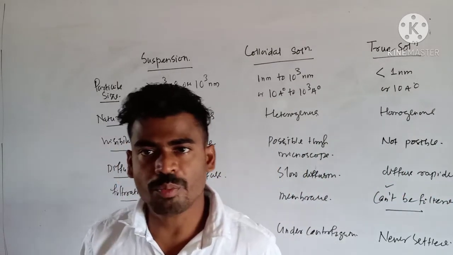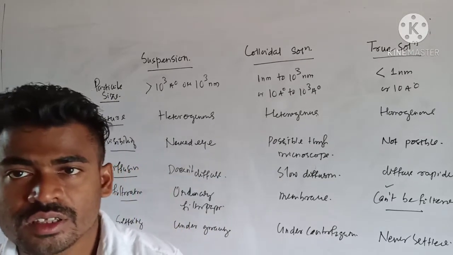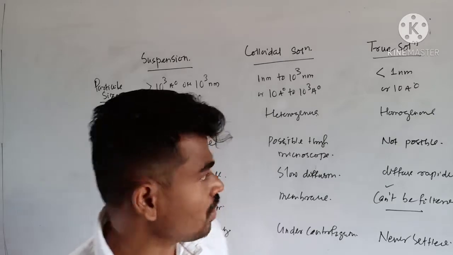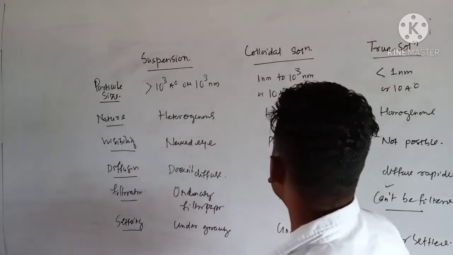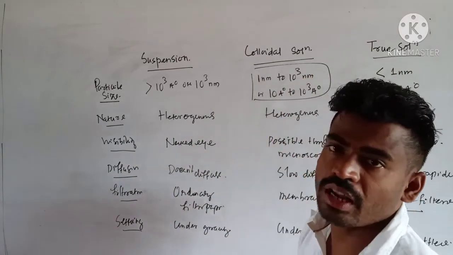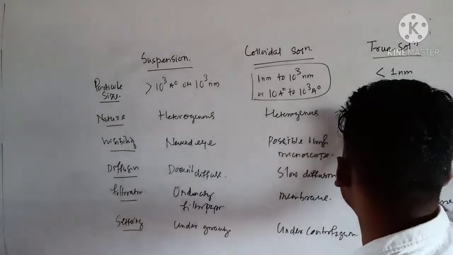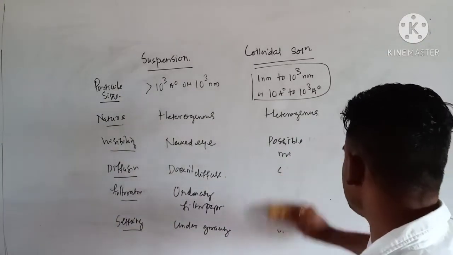So these are the properties, but you just focus over here that colloidal solution means the solute particle size should lie between 1 nanometer to 1000 nanometer. Is that clear? 1 nanometer to 1000 nanometer, this is a very important point for colloidal solution. If the particle size lies within this region, then that solution is said to be a colloidal solution.